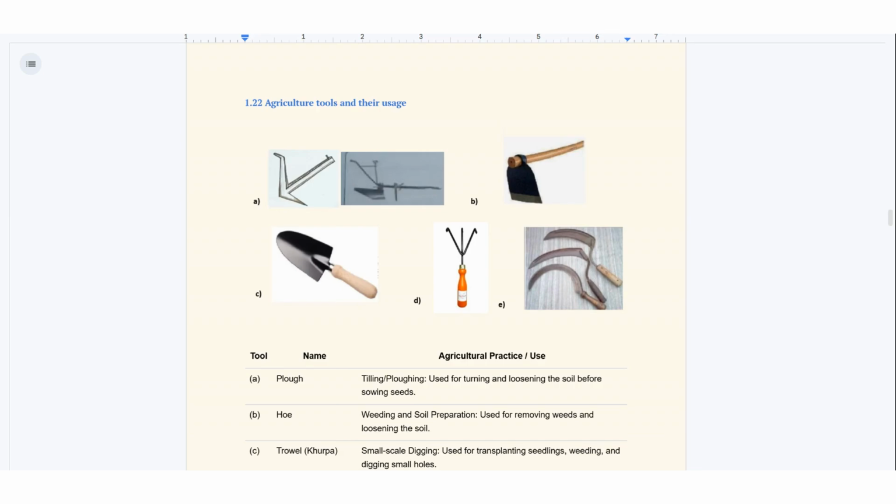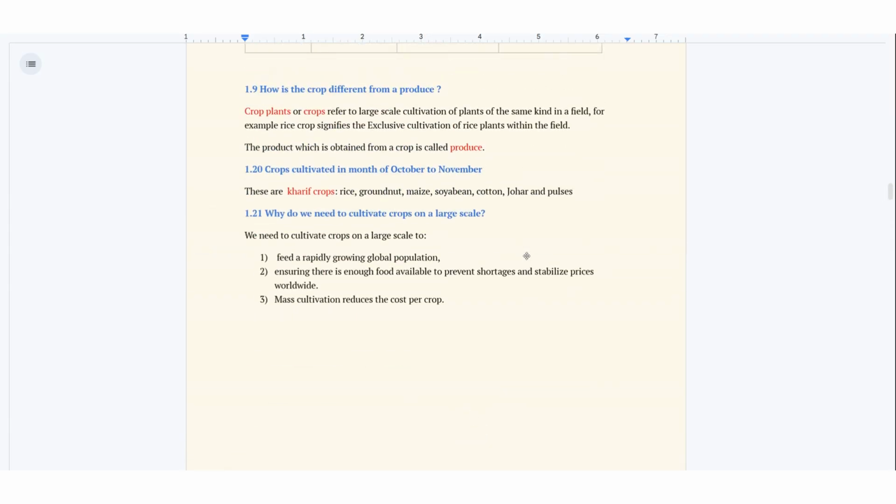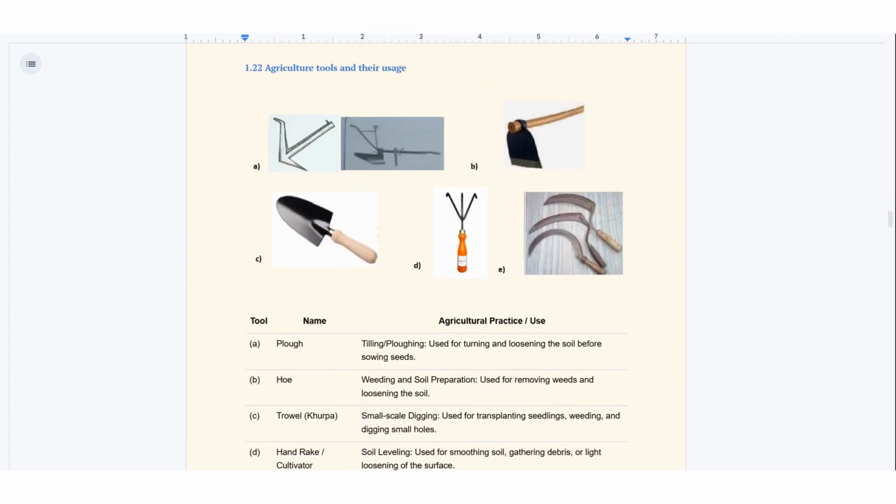Hello, everyone. Today, let's start from where we had left. This is about the class 8 science, chapter 1, crop production and management. We had covered the earlier topics till here. Let's continue from here. So these are the tools.